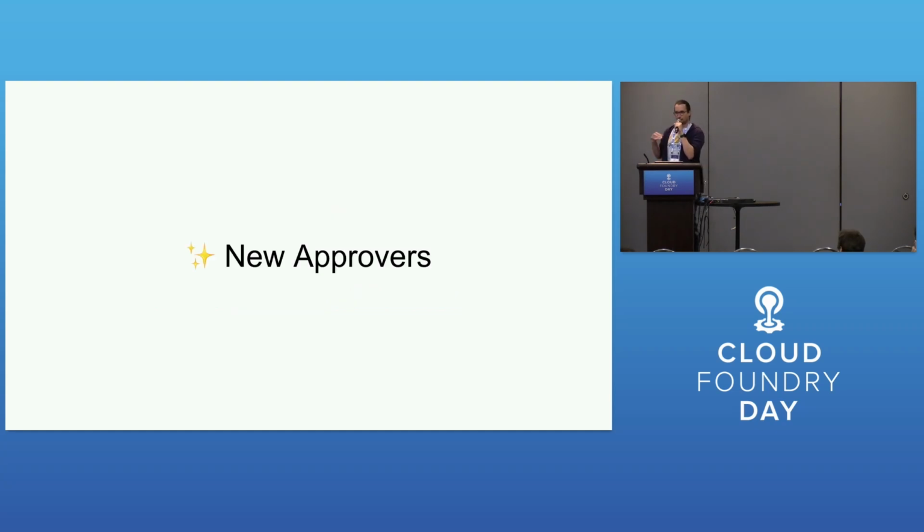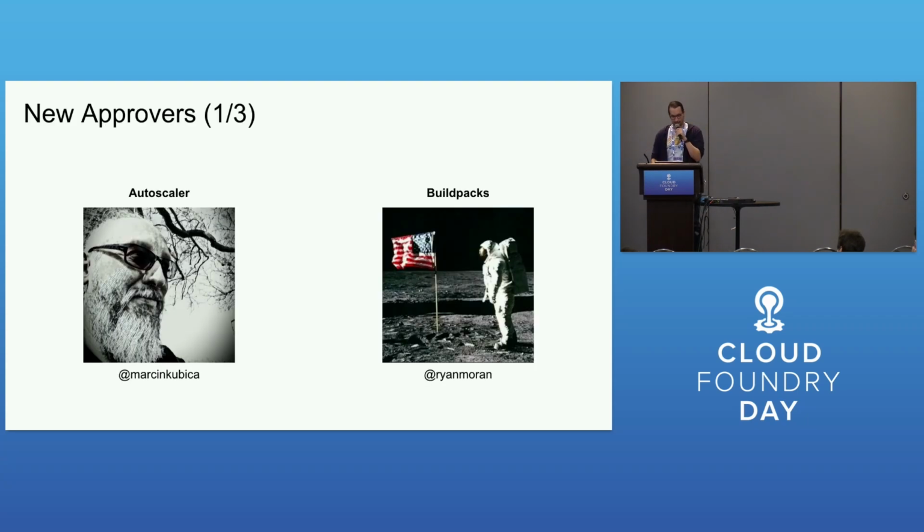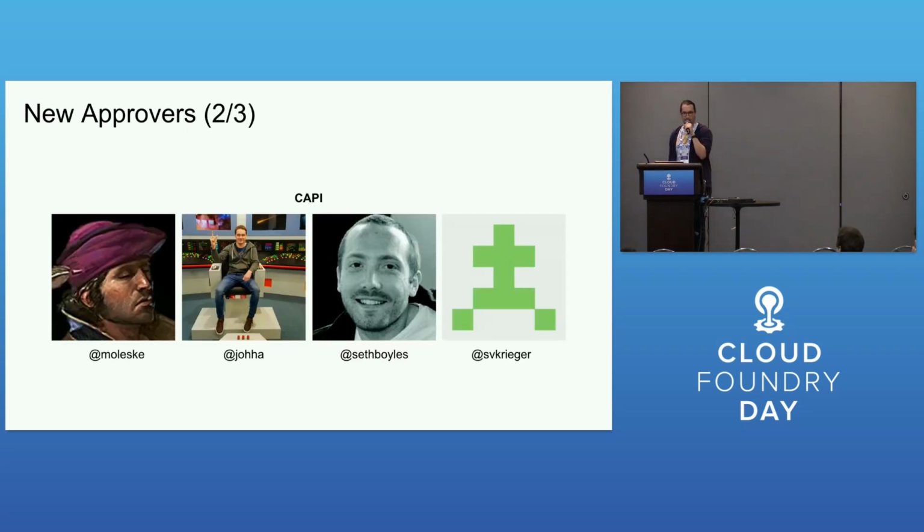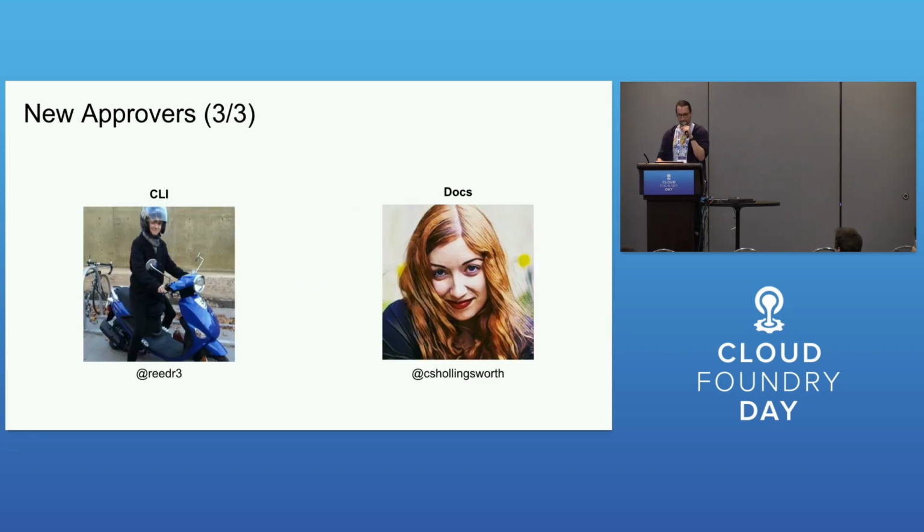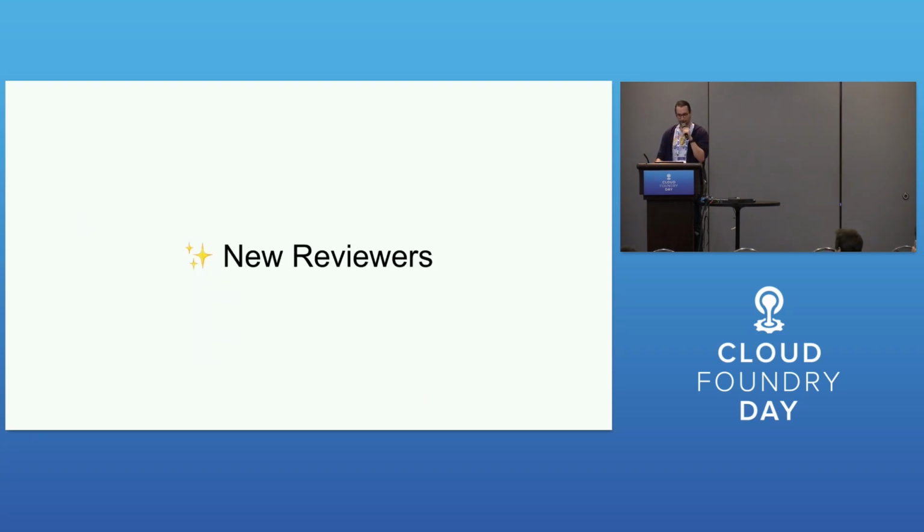So let's do a really brief overview of some of the new approvers who joined the working group this year. Since it's all new, in a sense, everyone's a new approver, but I picked an arbitrary point where we had established the original starting set of approvers and then looked at all of the people who are new since then. Both Autoscaler and Buildpacks got 1 new approver over the last year. The CAPI area has 4 new approvers. And then CLI and Docs both also have 1 new approver. So welcome to everyone. We couldn't do this without approvers.